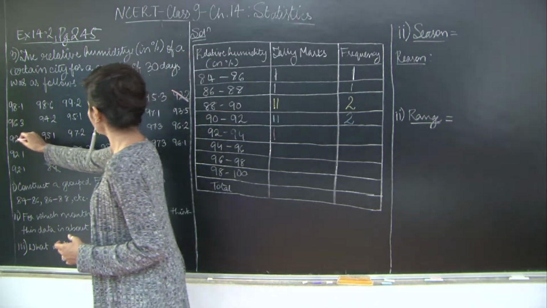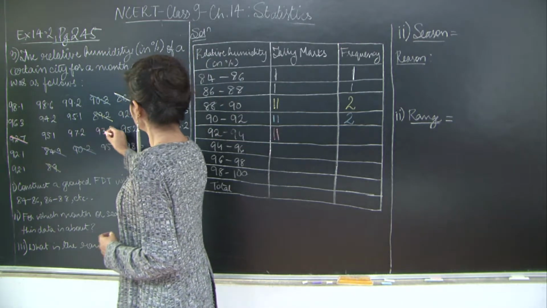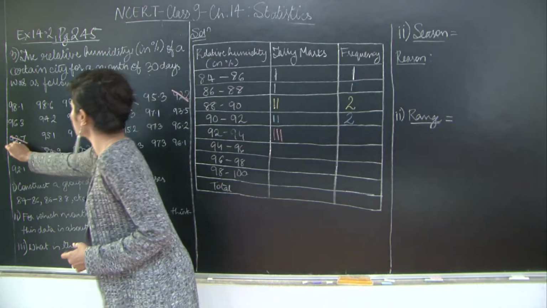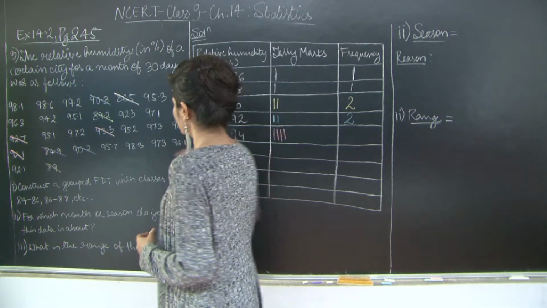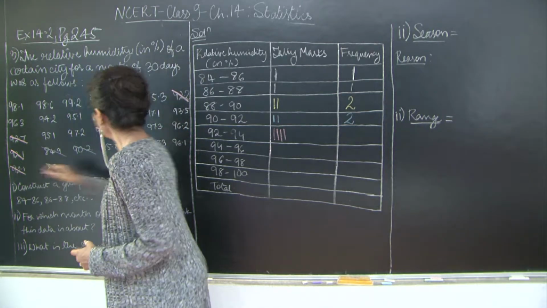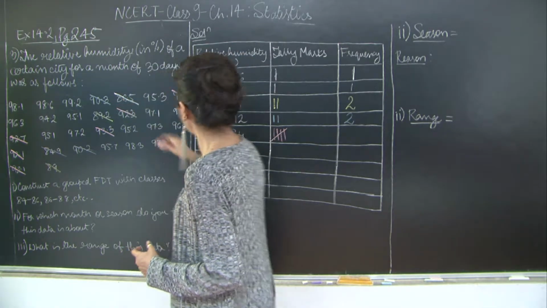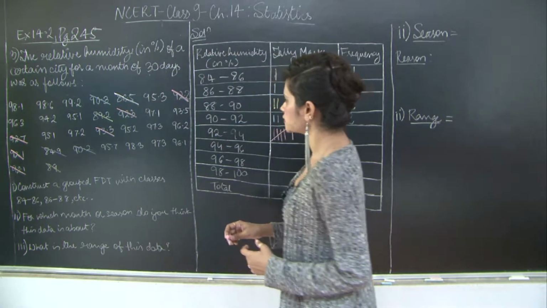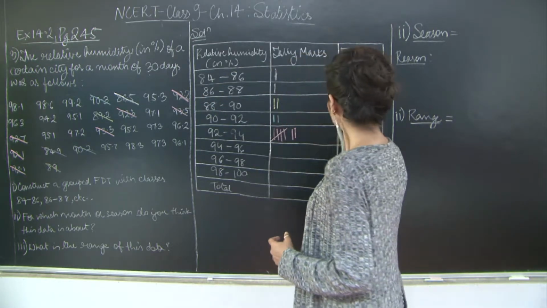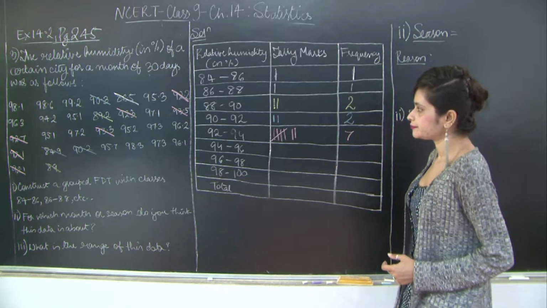92 to 94. You have another one here. 2. Then you have 3. Then you have 4. You have 5. Let's see if we are missing out. We have another one here. So 6. And there is another one here, another one, 7. So this is 7. Let's check for 94 to 96 now.